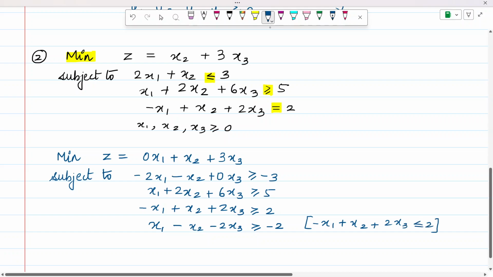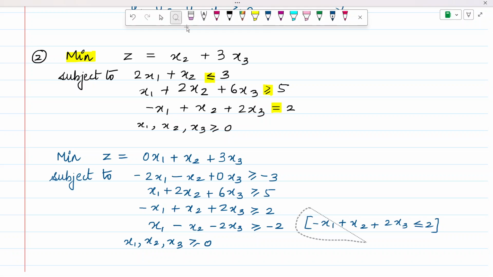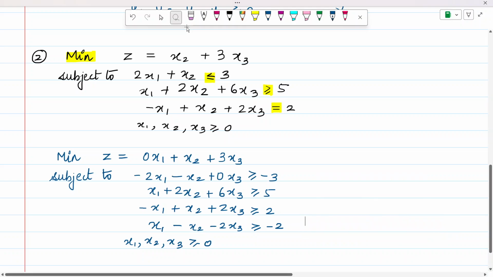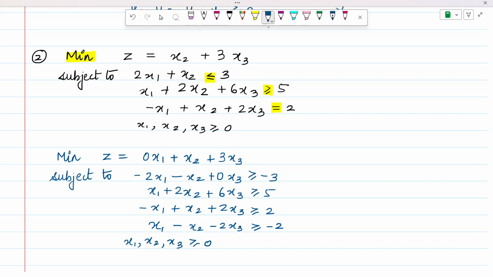Okay, which we have multiplied throughout by -1 to remove the less than or equal to constraint, and this is what we got. Okay, and we still have x1, x2, x3 as greater than or equal to 0. I hope things are clear. I'm going to erase this one from here. Okay, now once you get it till here, let's understand. We are now ready to find the dual.